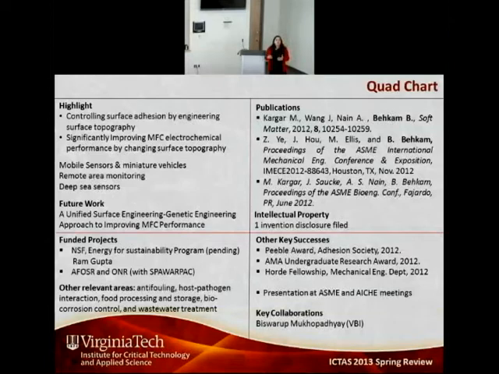And we believe that we have demonstrated this in a very methodical manner for what we believe is the first time. The adhesion component, we have published in Soft Matter towards the end of last year, and the electrochemical performance that I presented, we presented at the ASME annual conference last November, and we are working on a journal submission right now.